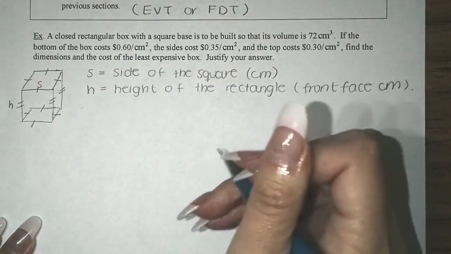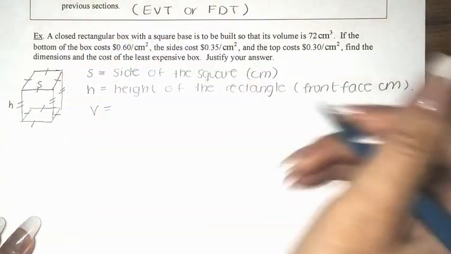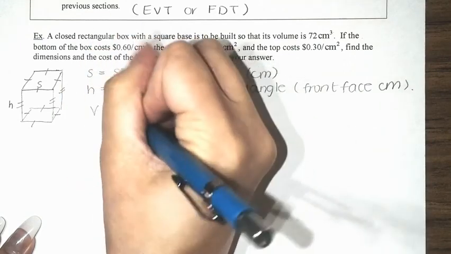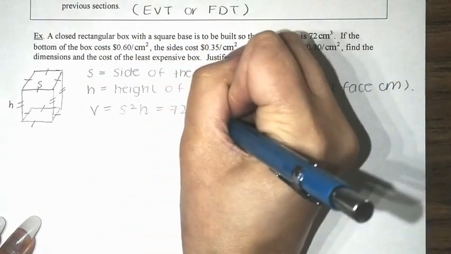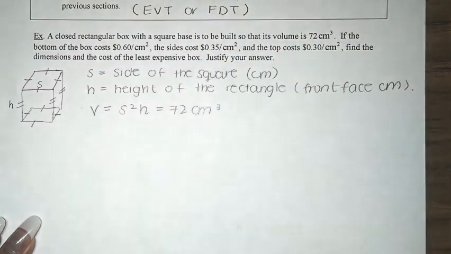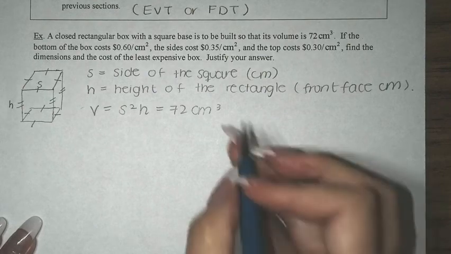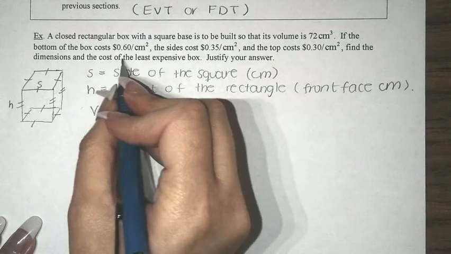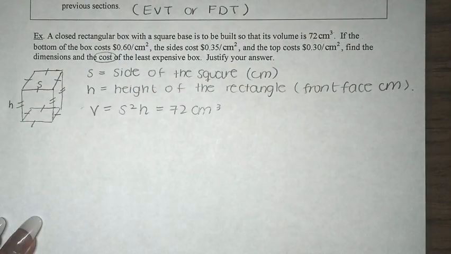Now what's next? You realize that I give you that the volume is going to be equal to 72, but you know that the volume, following this idea, is going to be s squared times h, which is 72 centimeters cubed. So that's going to be my secondary equation. How do I know that? Because I know that my goal from this problem is to find the dimensions and make the cost the least expensive. So my cost equation is going to be my primary equation.